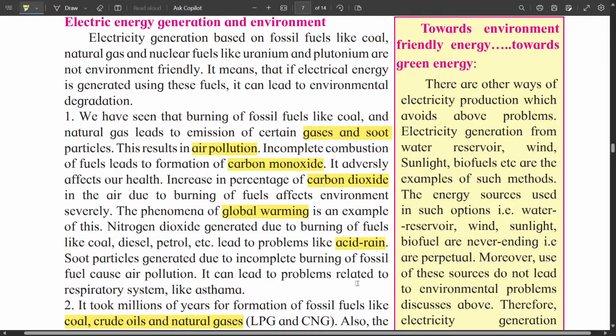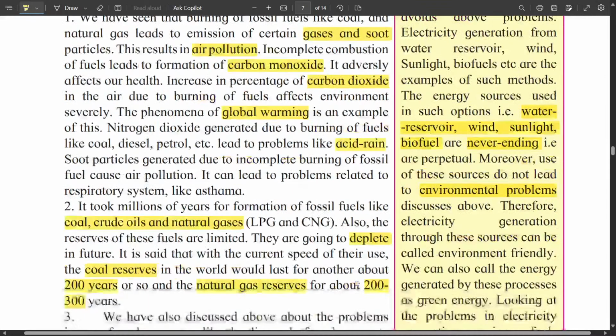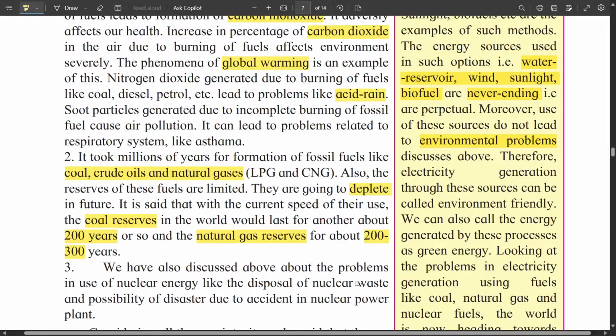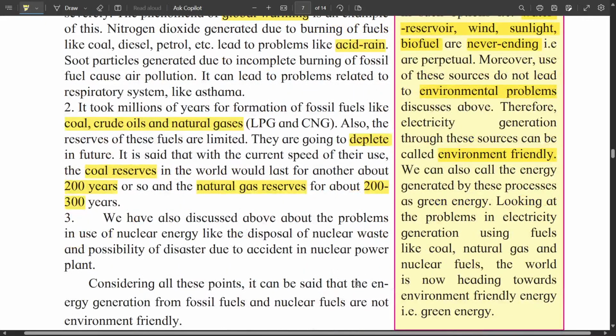Energy sources used in these options, namely water reservoir, wind, sunlight and biofuel, are never ending. Moreover, use of these sources does not cause any environmental problems as discussed above. Therefore, electricity generation through these sources can be called environment friendly. We can also call the energy generated by these processes as green energy. Looking at the problems in electricity generation using fuels like coal, natural gas and nuclear fuels, the world is now heading towards environment friendly energy, that is green energy.